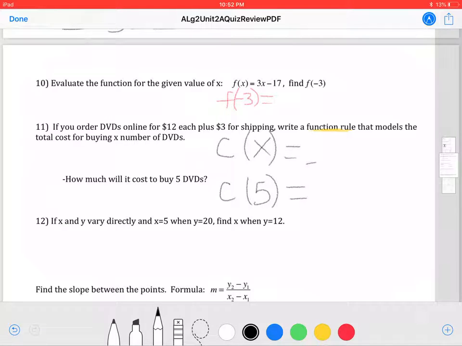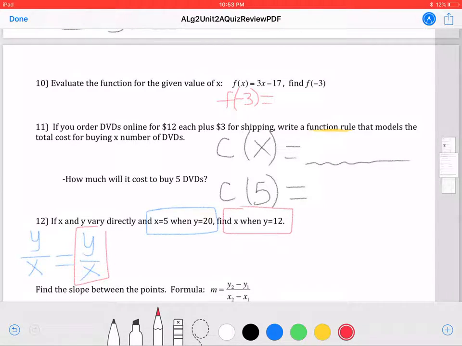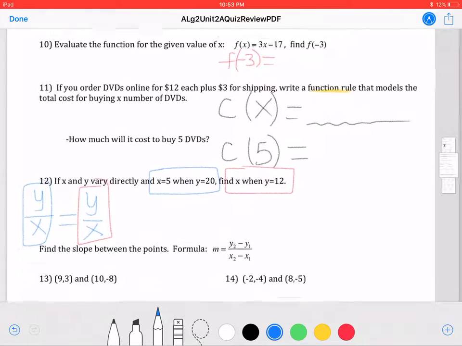You will need to fill in this over here based on the problem, and then the next line, which is the substitution. If x and y vary directly, please remember y over x is equal to y over x, where this is going to be your first part, this is going to be the second part, which go into here. This information, x equal to 5, y equals to 20, is the first part. Blue box. Find x, which is the variable, when y is 12 will be the red box.